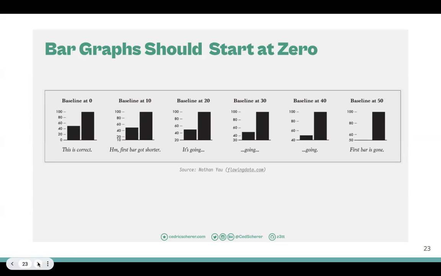So as you go from the left towards the right, you see very different impressions that the same data is conveying. And therefore, one general tip that we say is that bar graphs should start at 0. That's a general rule of thumb that you can use when you're doing good data visualizations.